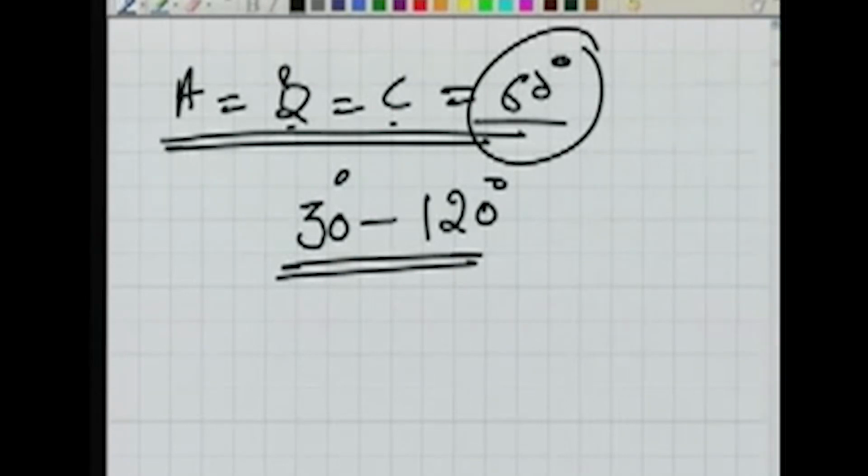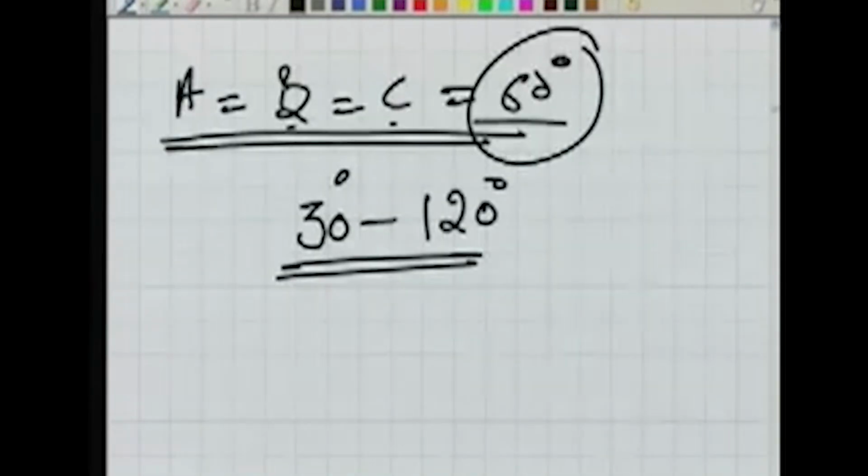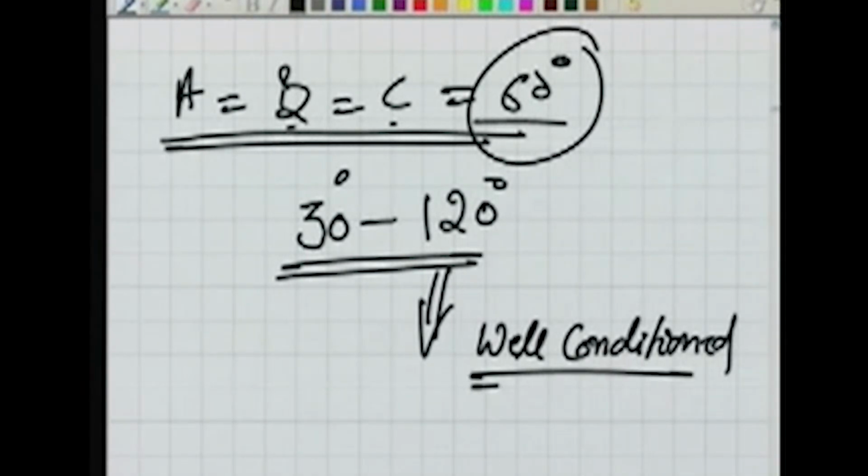So in our network, that was our network. For example, here in this network, if all the angles are within 30 and 120, we will say our network, or the triangles in the network, to be well conditioned. So this is what we try to achieve. When we are working in the field, when we are setting up the control stations, we will see that our angles do not go beyond this, because we know now the reason that if they go beyond this, there will be error in computation of the lengths. So we want to minimize that by maintaining this.